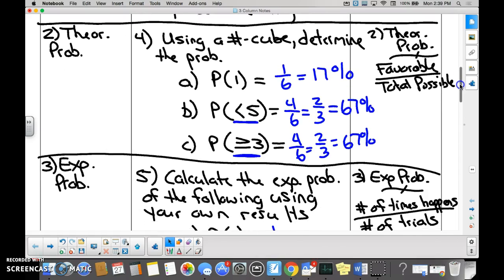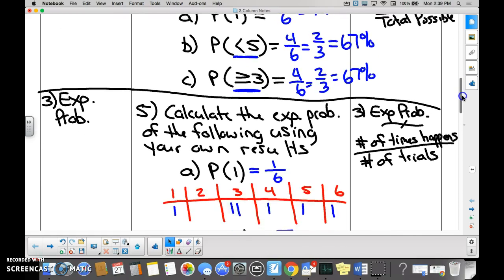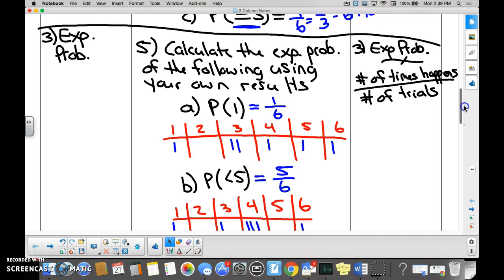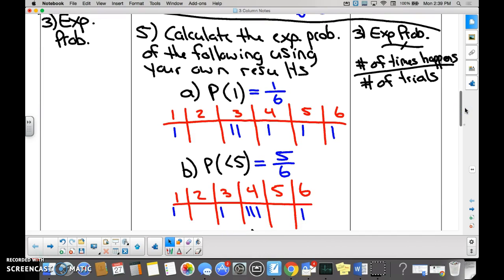We slid down to experimental probability, and we actually did some experiments. So you can see the probability of getting a 1 on a number cube. I'm not sure which group did this, but they found out that when rolling a number cube 6 times, they got 1 1 time, 3 2 times, 4 1 time, 5 1 time, and 6 1 time. So experimentally speaking, how many times did they get a 1? 1 time. And how many trials did they run? 6. So they only got a 1 1 time, so 1 out of 6.